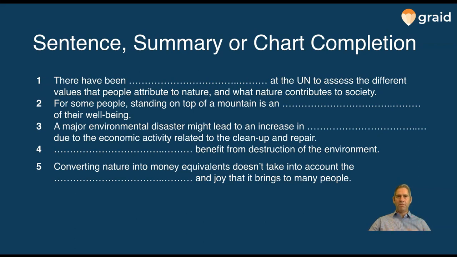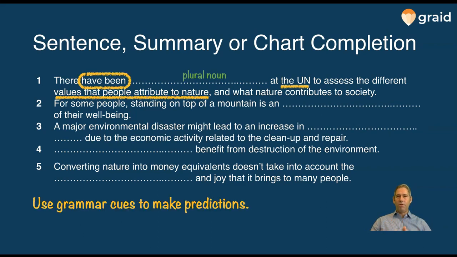How are we going to do this? Well, we're going to focus on scanning. We've already done our skimming. Hopefully this means we can find information quickly. We have some references. Let's do question 1. What we're also going to do is use grammar to help us make predictions. This sentence begins with there have been. This means in the blank, we expect to find a plural noun. There may be other words before the plural noun, but we know that there must be a plural noun because of the grammar there have been.